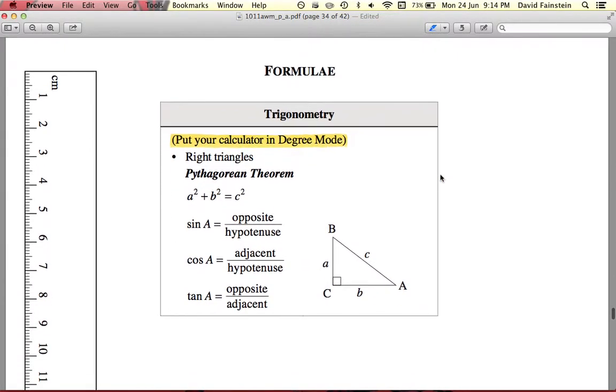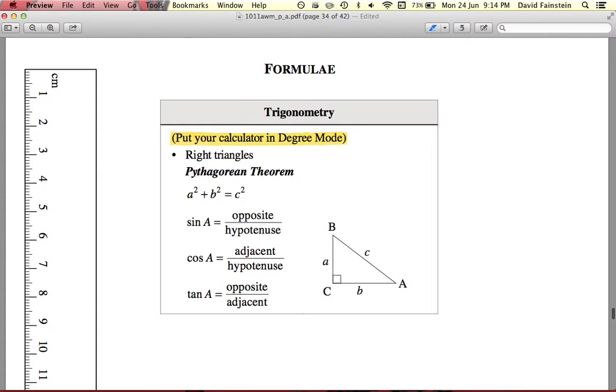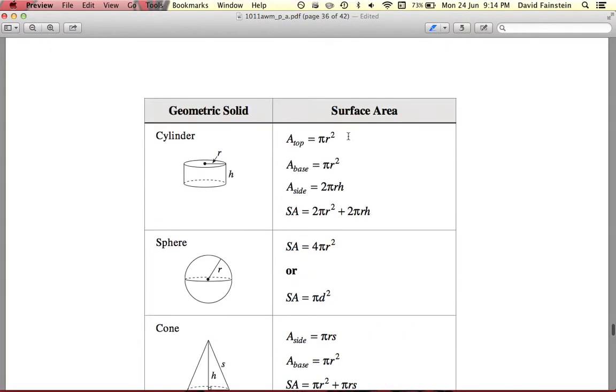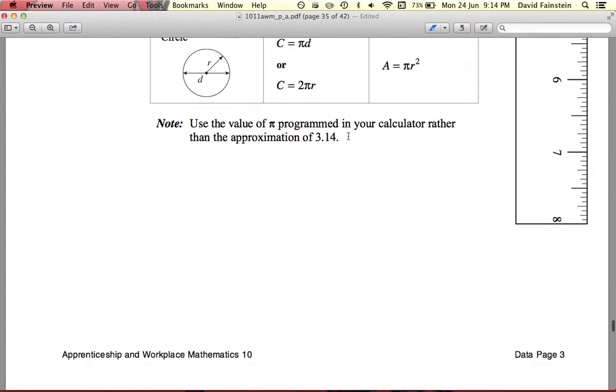Under formula for trigonometry, it says put your calculator in degree mode. This is extremely important. If you don't do this, every answer you find using anything with angles, you're basically going to get wrong. Sine, cos, or tangent, it's not going to go well for you. So make sure that your calculator is in degree mode. And again, handy to read your formula sheet. Nothing else really too interesting.